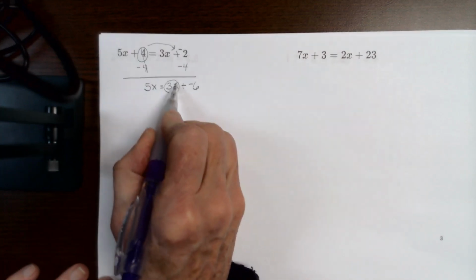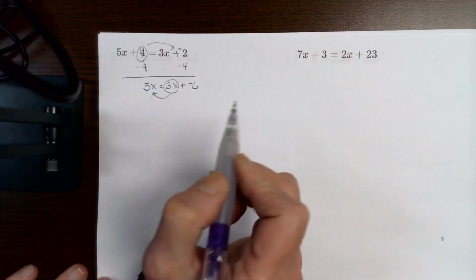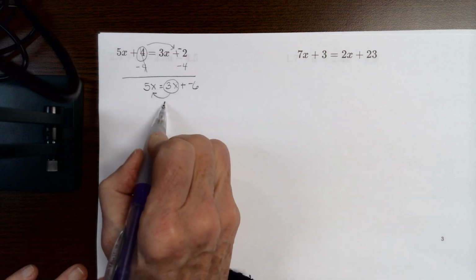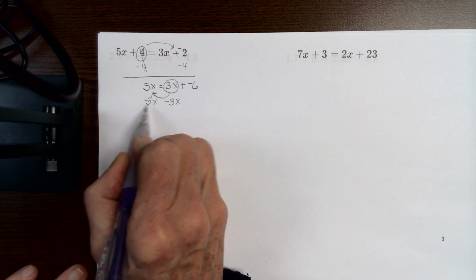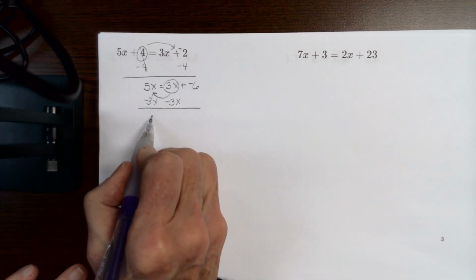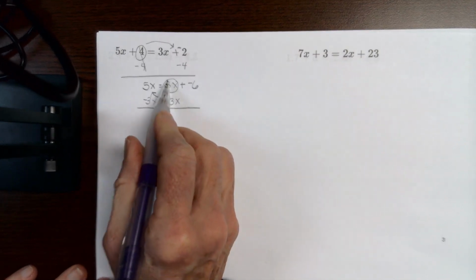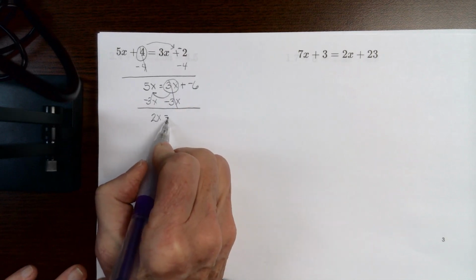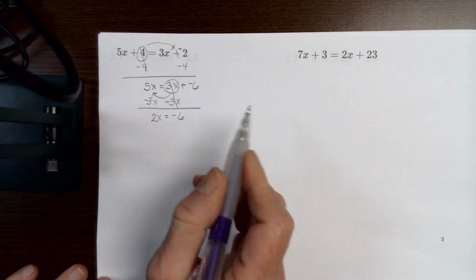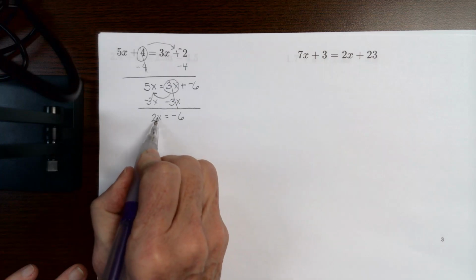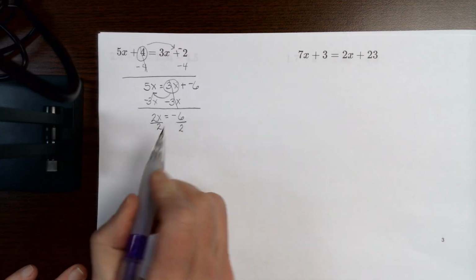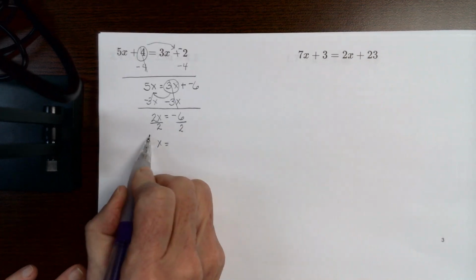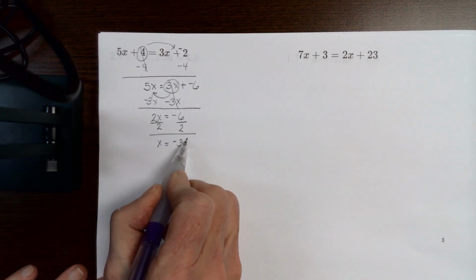I want to take the 3x and move it over here to join it with the 5x, so I'm going to add a negative 3x to both sides. So I'll have a 2x on the left-hand side. Those go away. I still have the negative 6 on the right-hand side. The 2 is multiplied by the x, so to get rid of it, I must divide by it. So I get x is equal to negative 3.